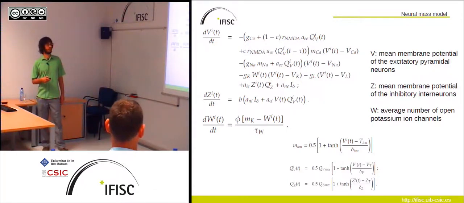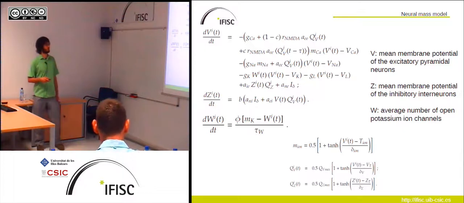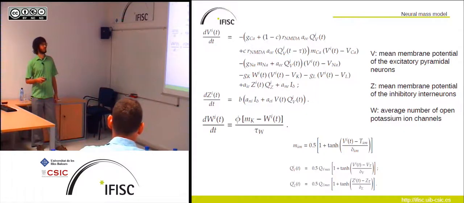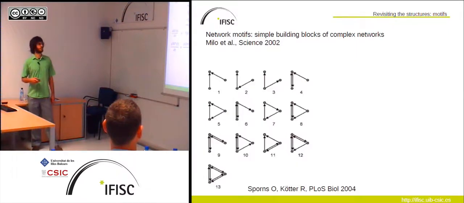Instead of using thousands of equations for each node, as we were doing before, which is the most straightforward way of considering populations of neurons, here we use a reduced model for each node. In this case, the neural mass model. So we have for each node just 3 equations. It's a reduction. We are going to look at the average membrane potential of the excitatory pyramidal neurons in each population.